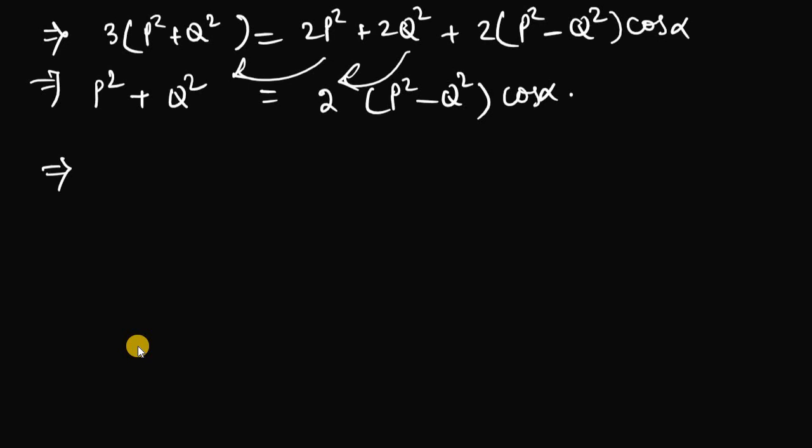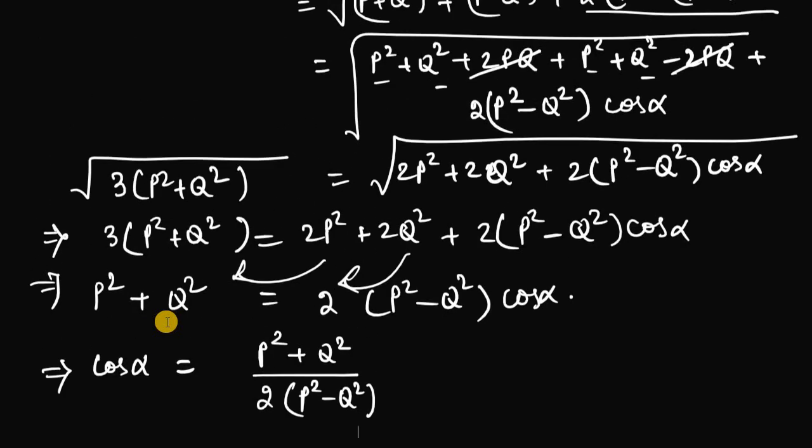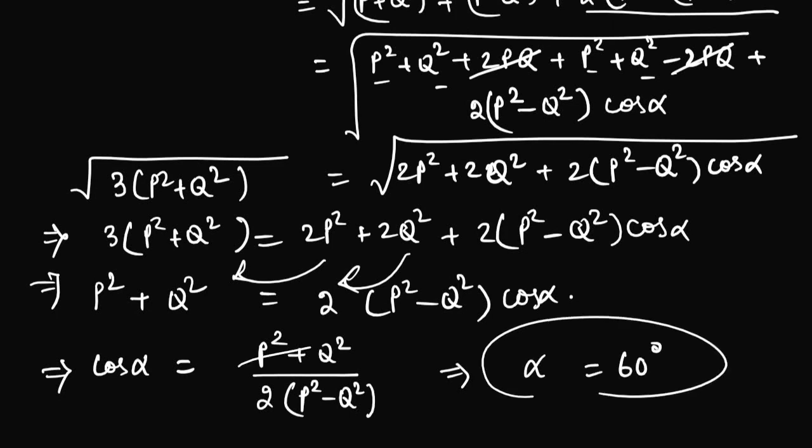So if that is so, I am coming to a fact, cos alpha. If I am just removing the cos alpha term for good, it would be P square plus Q square divided by 2 P square minus Q square. Okay. So it would be like this. So by solving, I will get alpha equals to 60 degree because all things are being cut out. So it would be cos alpha equals to half.